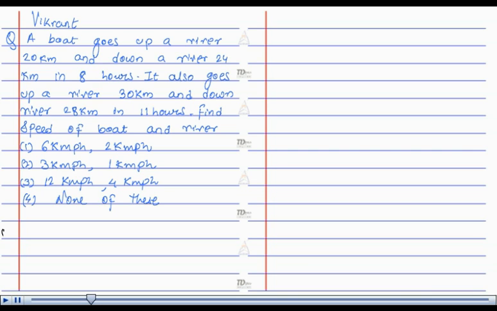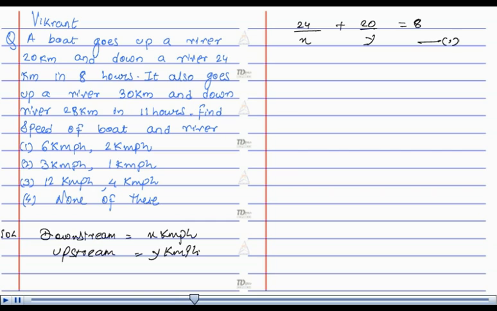So the solution is, let us assume that the downstream speed is equal to x kilometers per hour and the upstream speed as y kilometers per hour. So we can write the first equation as 24 kilometers upon the downstream speed, that is x, plus 20 kilometers upon y, that is the upstream speed, which will be equal to the total time taken, that is 8. This turns out to be equation 1.